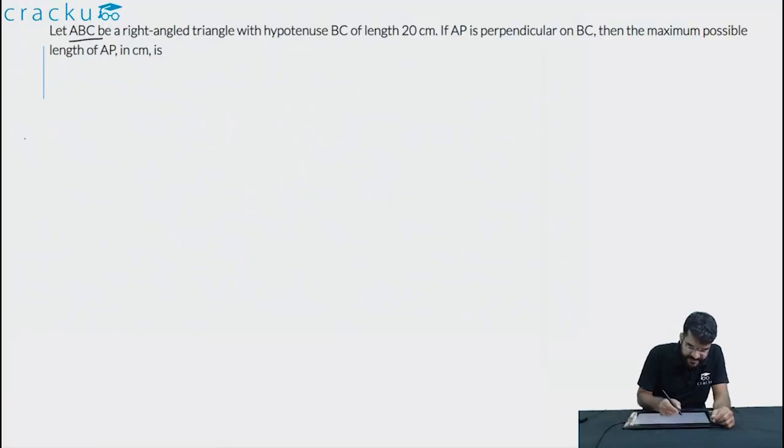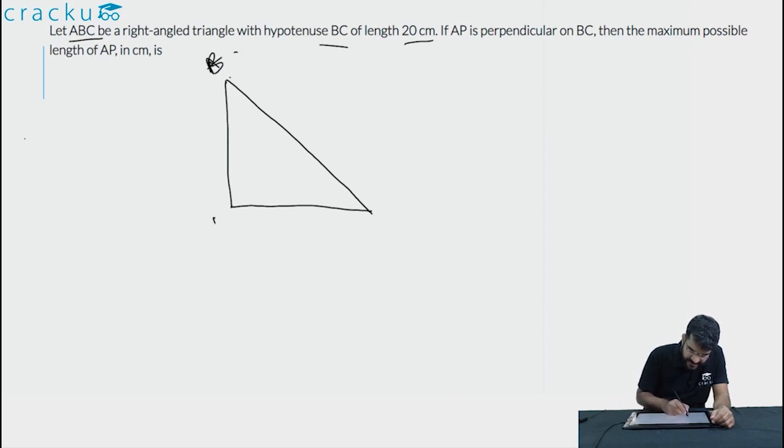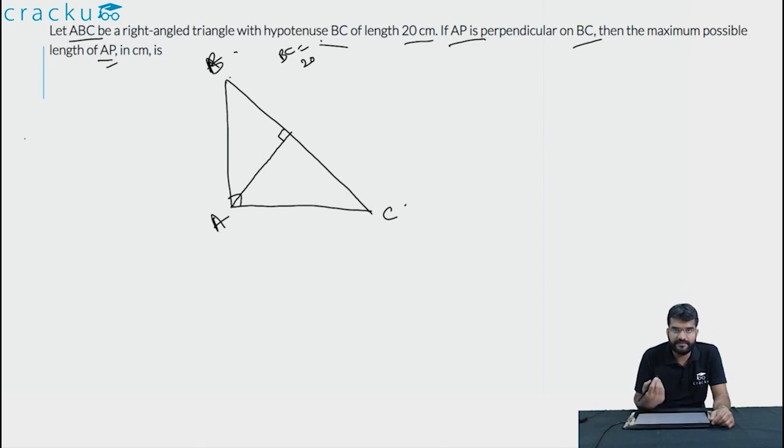In this question we are given that ABC is a right angle triangle with hypotenuse BC of length 20 centimeters. So let us assume that this is the right angle triangle, this is B, A and C. We know that BC is the hypotenuse and the length of BC is given to be 20 centimeters. Now we are told that AP is a perpendicular on BC from A. So this is a perpendicular. Now we are required to find out the maximum value of AP. So let us assume that the length of AP is equal to R. We'll try to find out a function, the value of R as an expression, and then try to maximize the value of that expression.